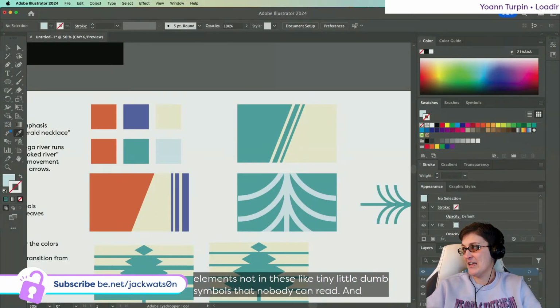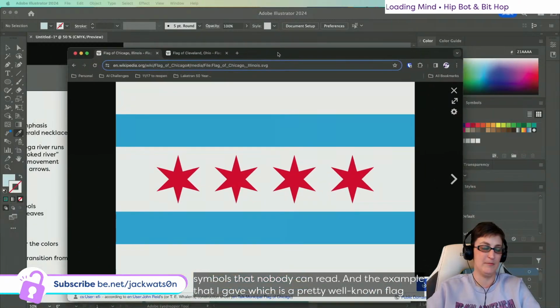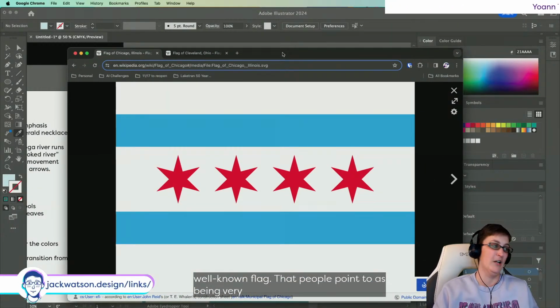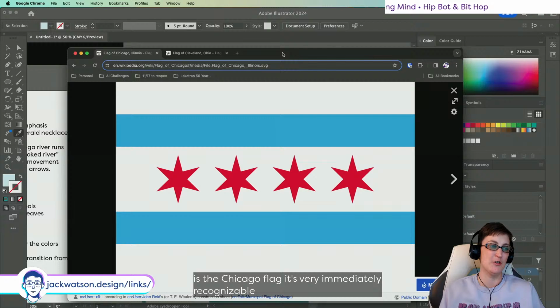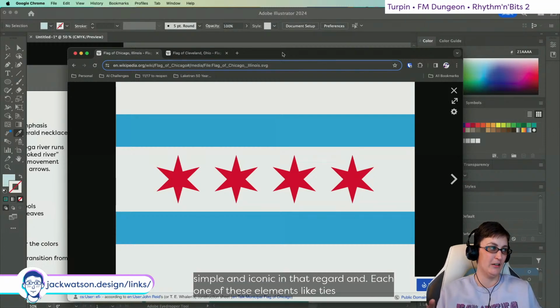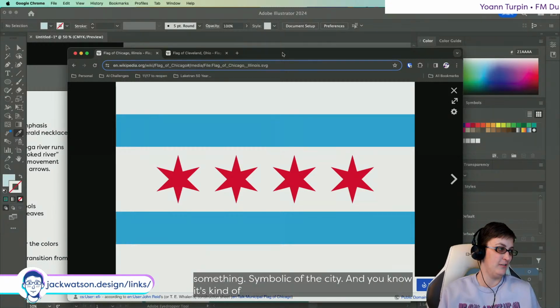The example that I gave, which is a pretty well-known flag that people point to as being very well done, is the Chicago flag. It's immediately recognizable because it's so simple and iconic. Each one of these elements ties back to something symbolic of the city, and it's kind of unique. The color palette's unique.